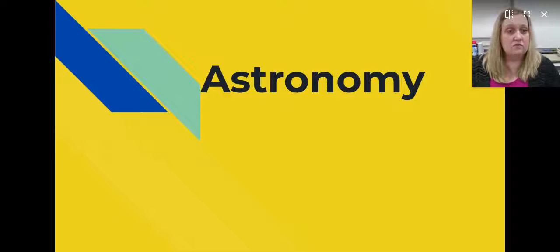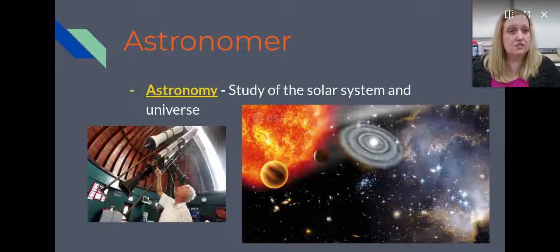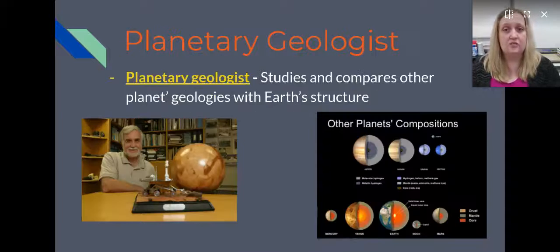Now, astronomy is the last major branch of earth science. Astronomy is the study of the solar system and the universe. Also, it's going to include our sun and all of the other stars, moons, and planets. So all of these things fall under astronomy. The first picture here is an astronomer that has a telescope, and this telescope is used to help look at different objects that are out in space.